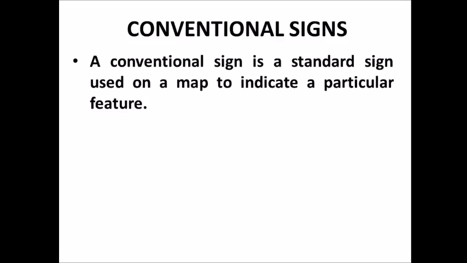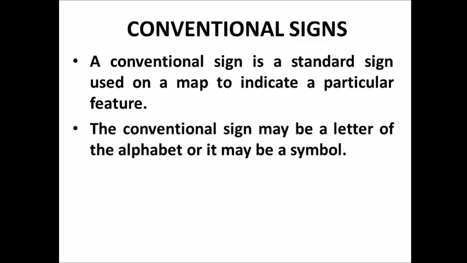The first thing we're going to focus on is conventional signs. Remember what a conventional sign is. It is a standard sign used on a map to indicate a particular feature. It may be a letter of the alphabet or it may be a symbol. Let's recap on the different types and different colors of conventional signs.